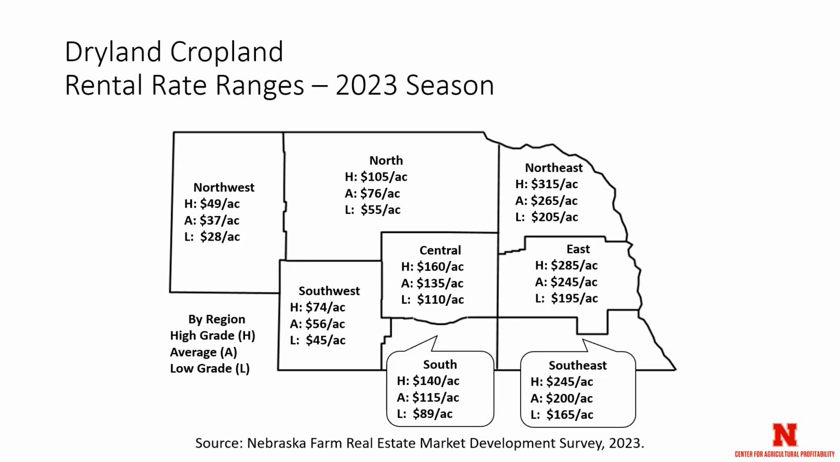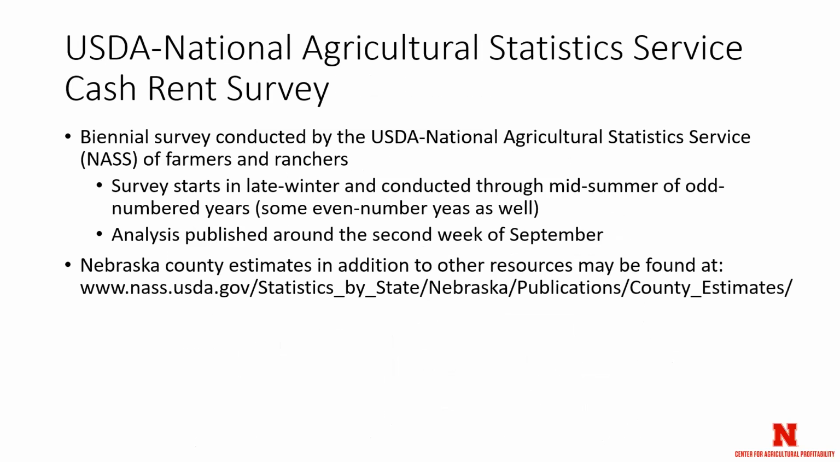Okay. And another source of cash rental rates comes from the USDA. The USDA does a county level cash rent survey, and I believe they're going to be moving to an every year survey on this. The USDA has a division called NASS. NASS stands for the National Agricultural Statistics Service. And on this website right here, they publish a county level map that summarizes county level cash rents.